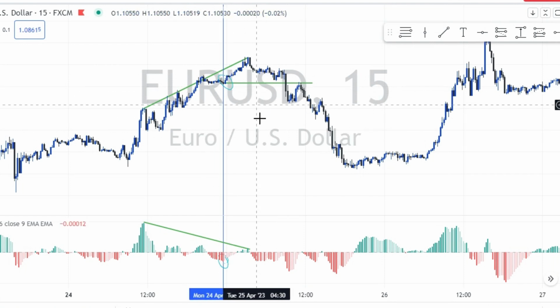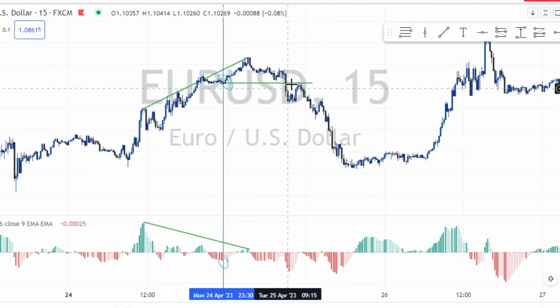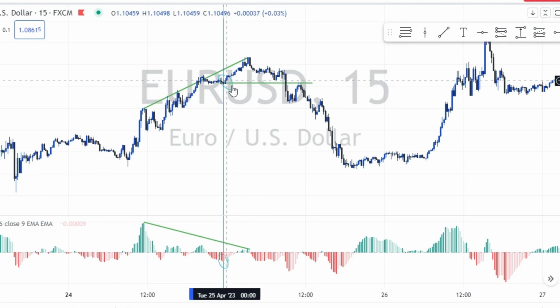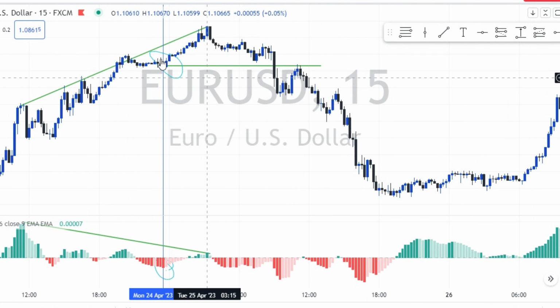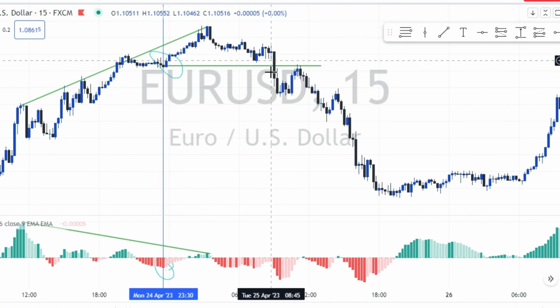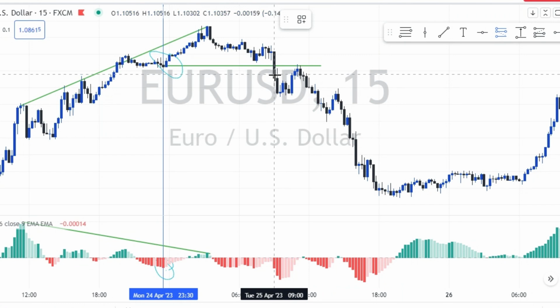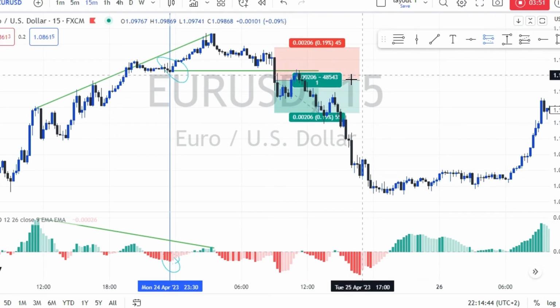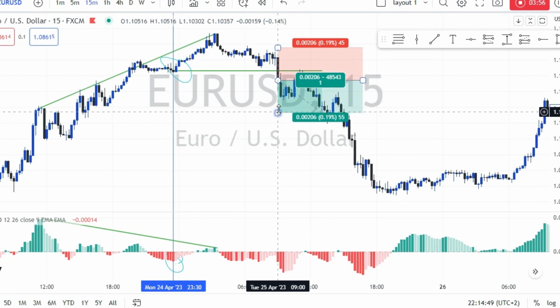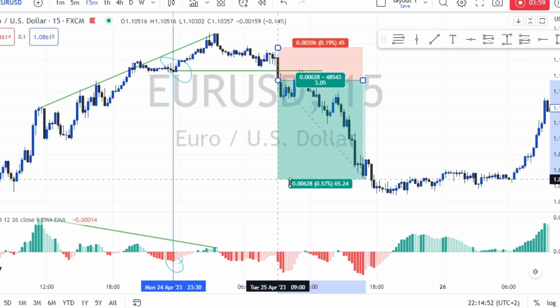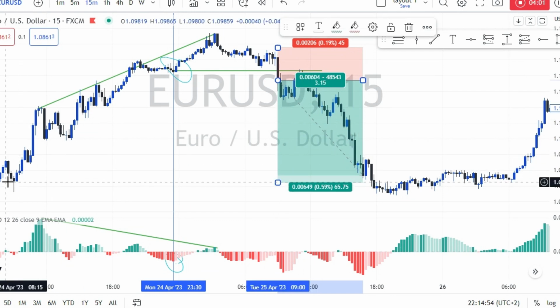So for us to enter, we want the market to break and close below this previous low. So we put a line here and wait for the market to break and close below the previous low, right? Then that's when we'll be putting our short position here. Then our take profit will be at the significant high or previous low, okay, which will be this area.